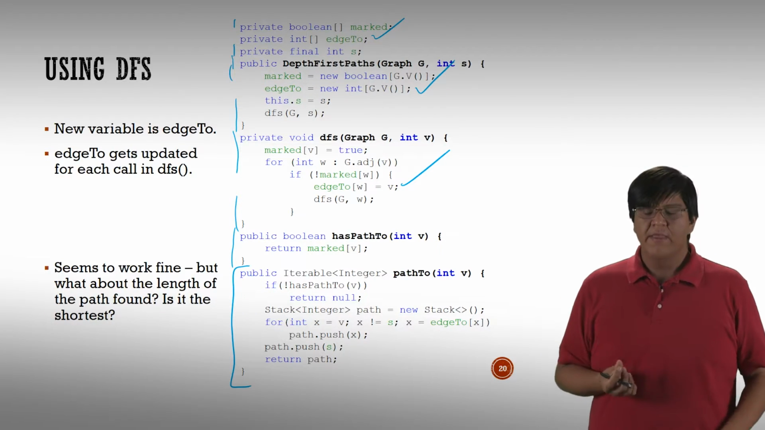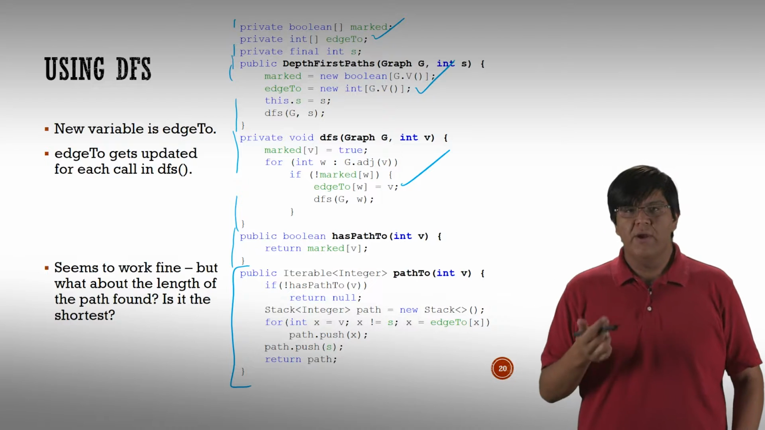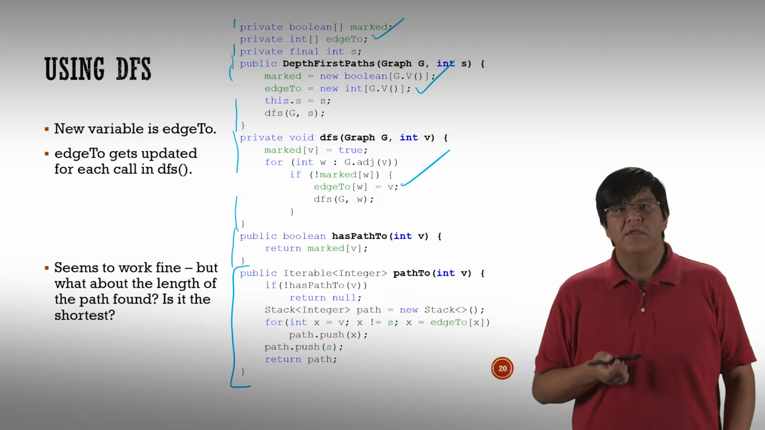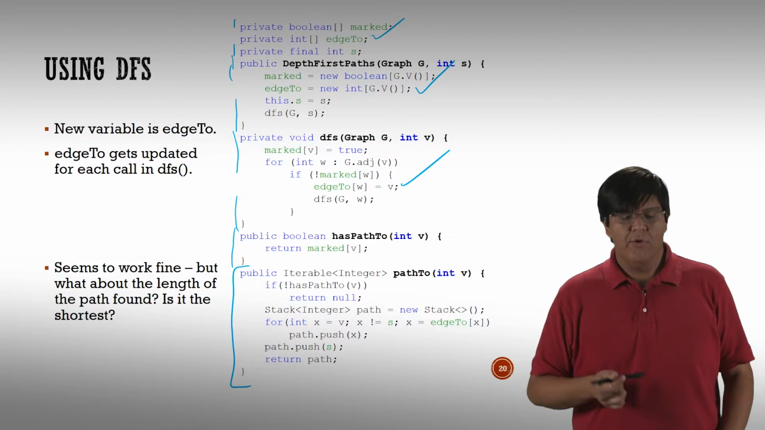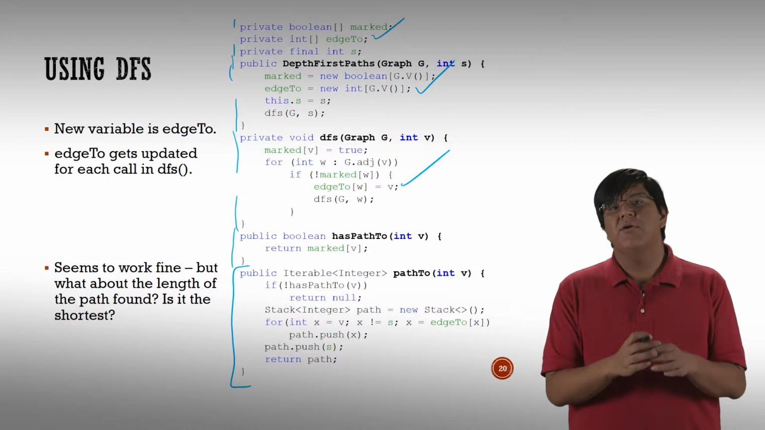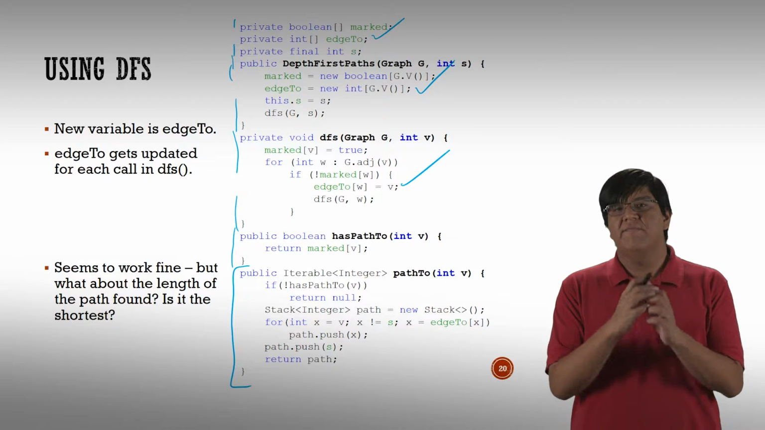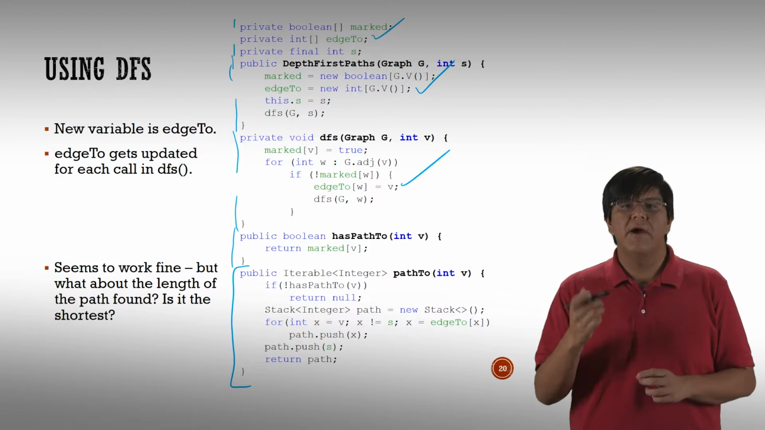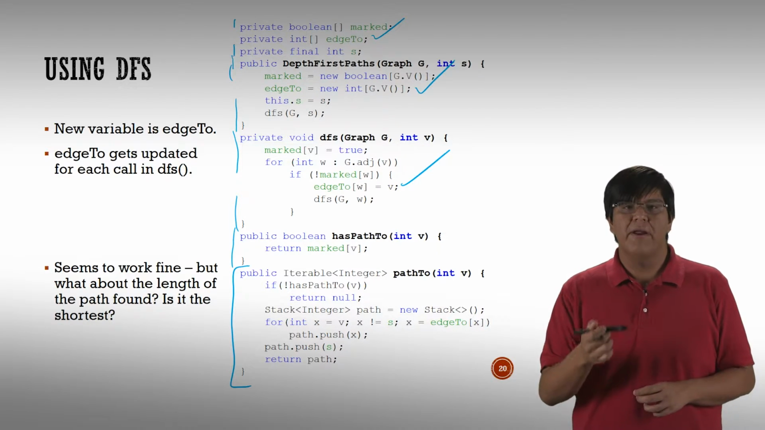So what's the idea here? The idea here is that I'm going to add an extra array, side by side with the marked array, to track how I got places. So edge2 basically says, what edge did I take in order to get to you? So I'm looking at some node, and if I'm looking at a node, I must have gotten there from somewhere else. So I'm going to be writing down where did you come from. I'm going to write that down.